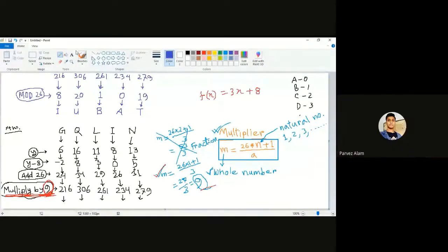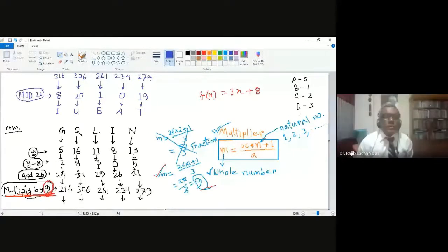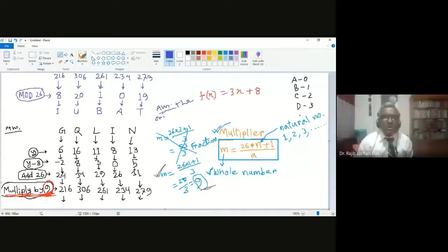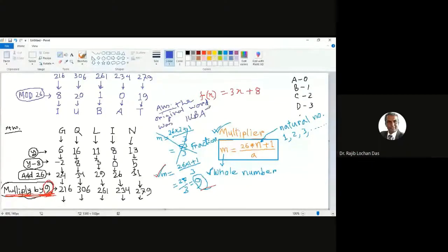Yes, sir. So now you make the answer. The original word was IUBAT. So this is the decoded message, and that is your answer.